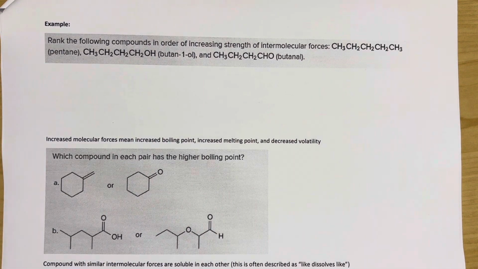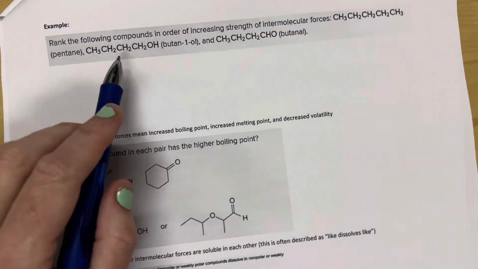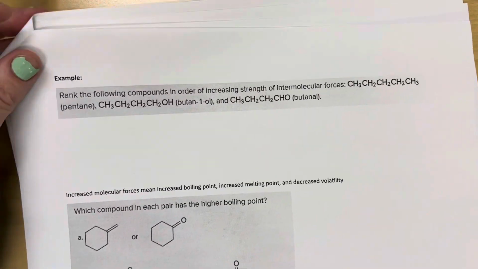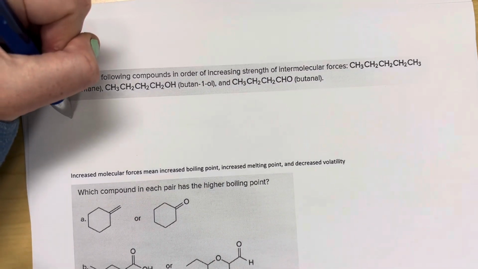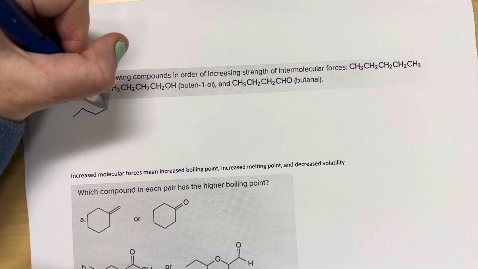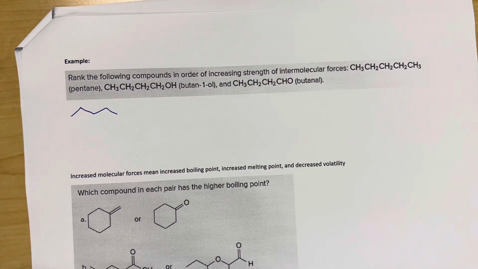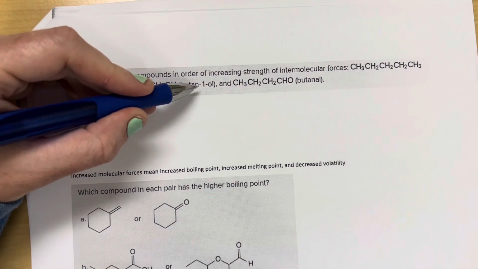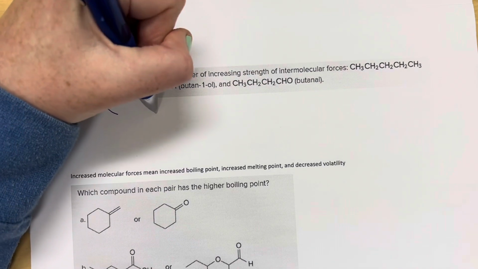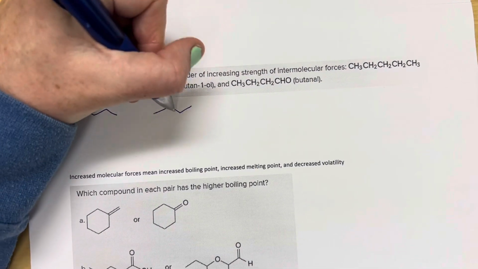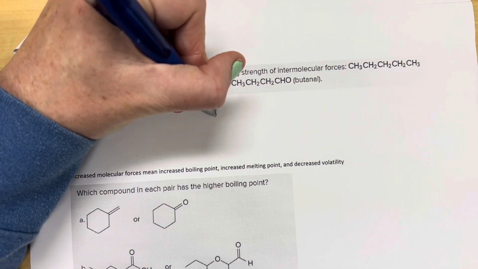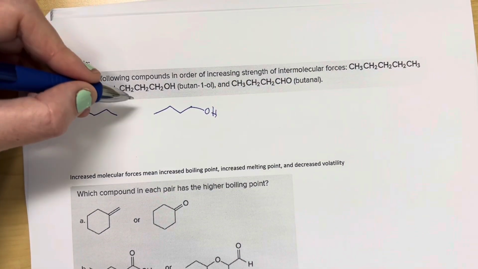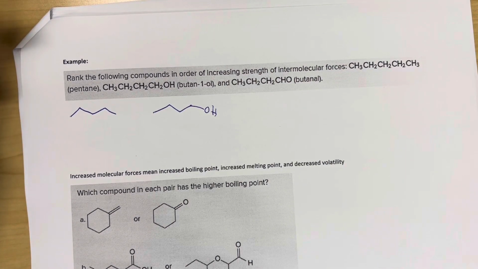Okay, so it says rank the following compounds in order of increasing strength of intermolecular forces. So let's draw each of these out and we'll rank them. So we've got, this is pentane. This, we have butan-1-ol. What that means is you got 1, 2, 3, 4 carbons, and on the first carbon, you have an OH. So I'm just gonna put it there. I'm gonna call this one the first carbon. You could have put it over here, called that the first carbon, it would have been the same thing.